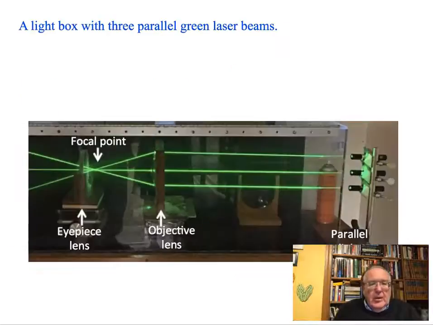Okay. Well, now this is also something too. This is a so-called light box, just a plastic box, and you have 3 green lasers shining light in from the right-hand side, and there's an objective lens here, and an eyepiece lens, and you can see the focal point. So all these parallel green laser beams come together at one point. You have to fill this box with a little bit of smoke, and that's the only reason why you see the lasers, because it scatters off the smoke, and then you see it with your eyes. If this were just air, you might not even see the beams.